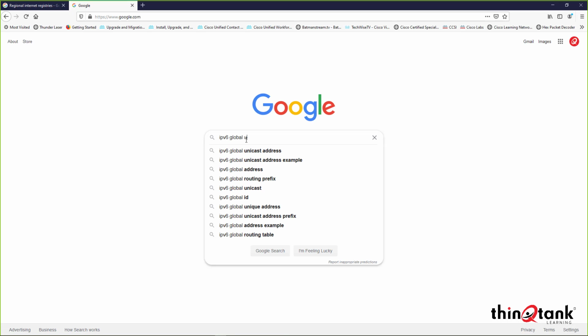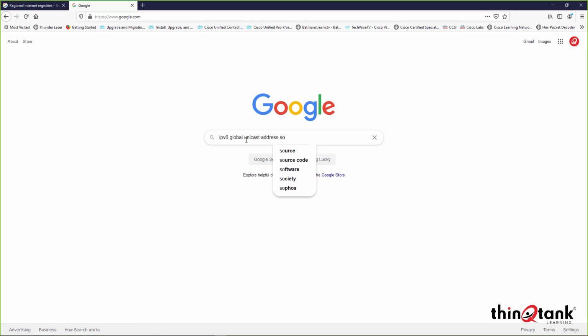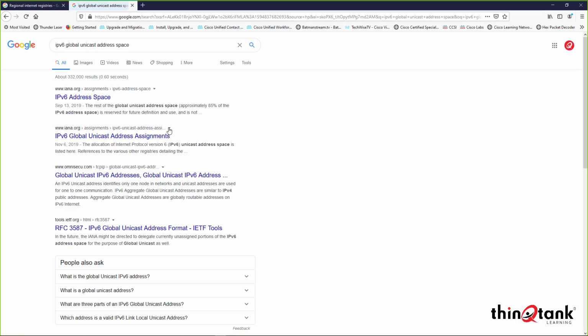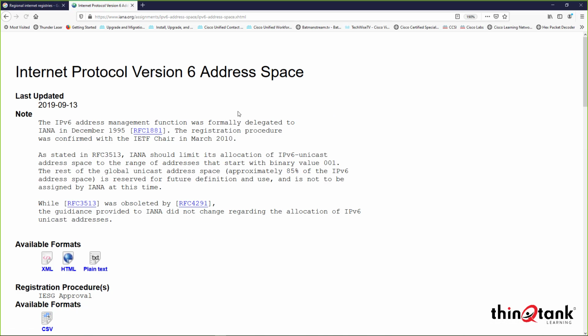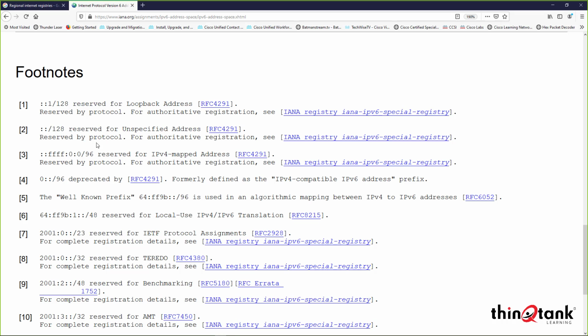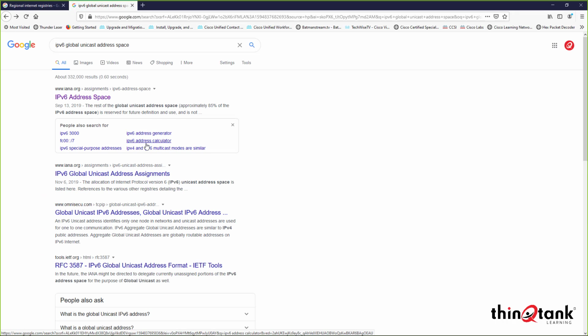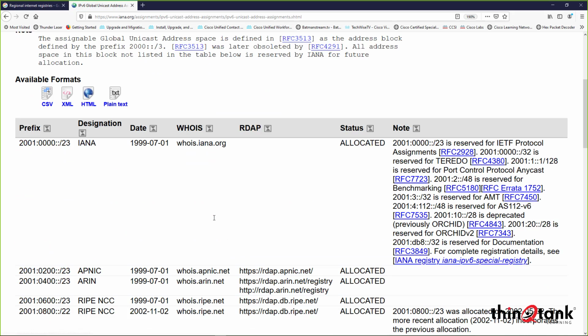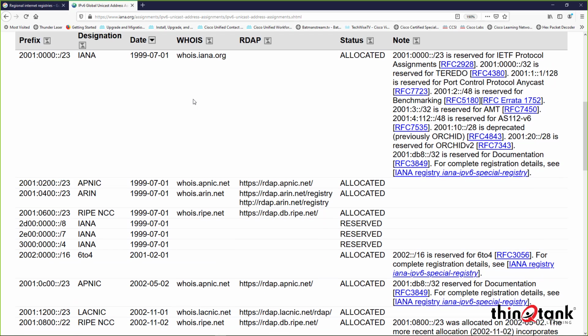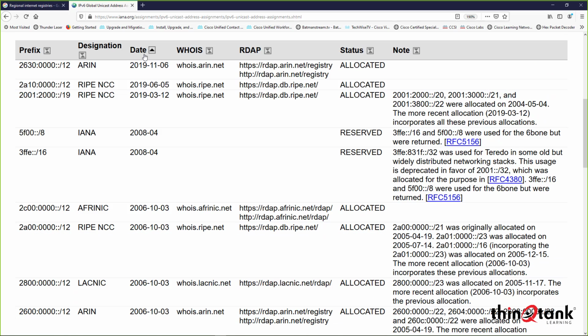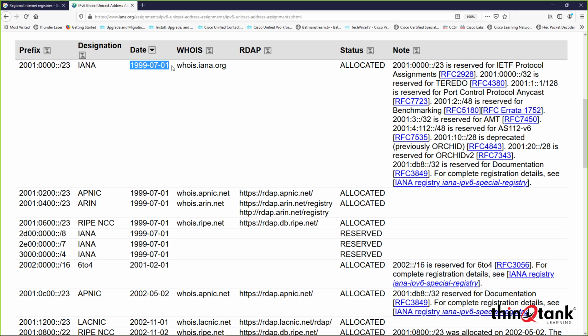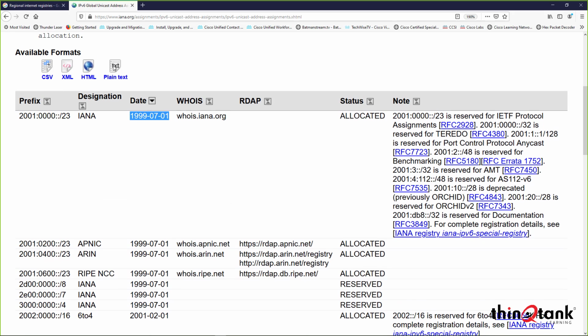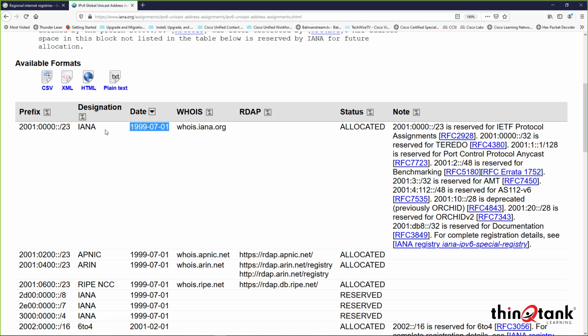IPv6 global unicast address space. And we can see when the first v6 address was allocated. This is how the addresses are broken down. We'll talk about that a little bit later on. But it was in 1999 that the first block of addresses was designated in IPv6.